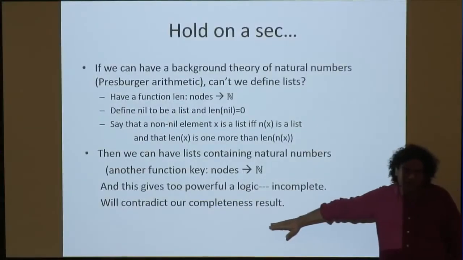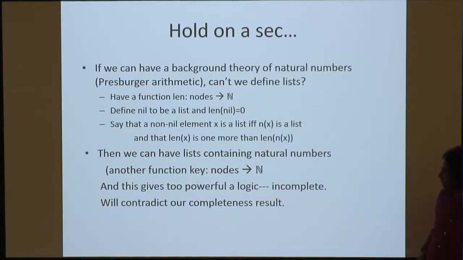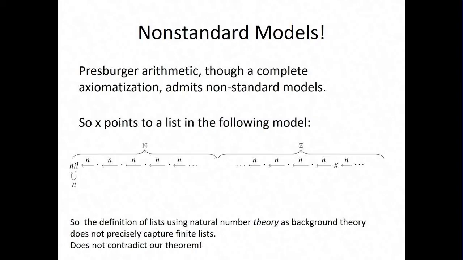But then this actually goes wrong, because lists with numbers is incomplete. You cannot build a complete procedure for it. So it would contradict a completeness result if you can actually do this. So what is going on?